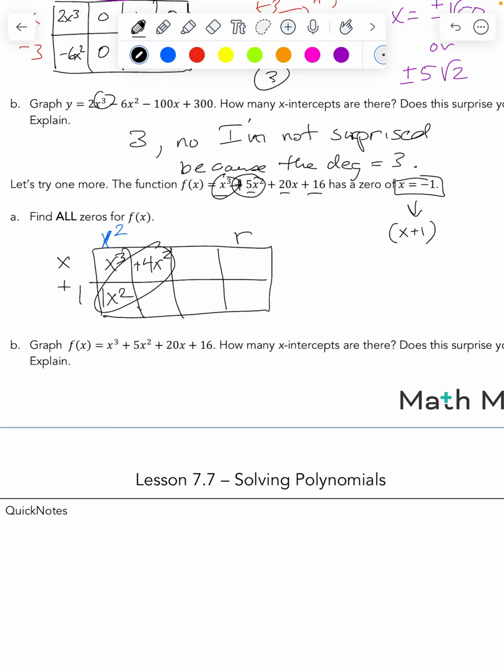And I look at it this way. So that'll be plus 4x. And then this will be plus 4x. And I need a total of 20x, so I'm short 16 x's. So then this will be plus 16. And then down here, this will be 16. And then I need 16. I already have it. So my remainder is 0.